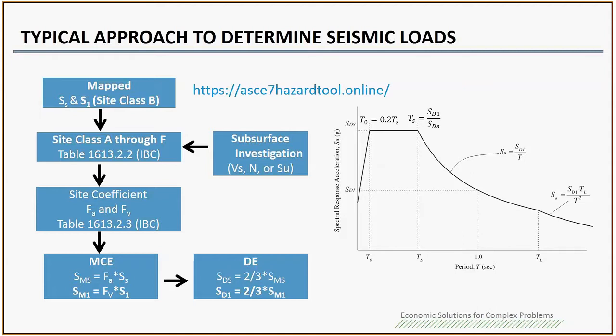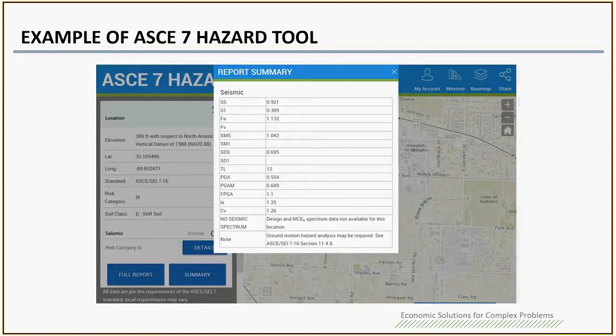So this is a typical approach. The approach is still the same as before. However, the difference I will show you in the next slide. So this is the example of the ASCE 7 Hazard Tool. Basically, what I did, I just go to Memphis city and I pick a place. It will automatically tell me the longitude and latitude, and I give a risk category 3.